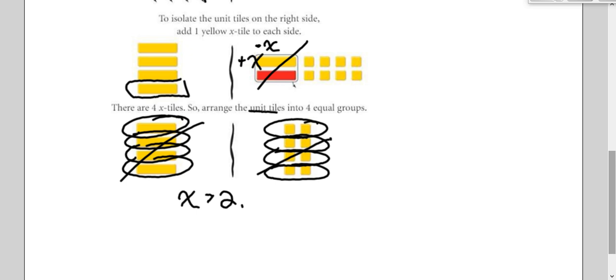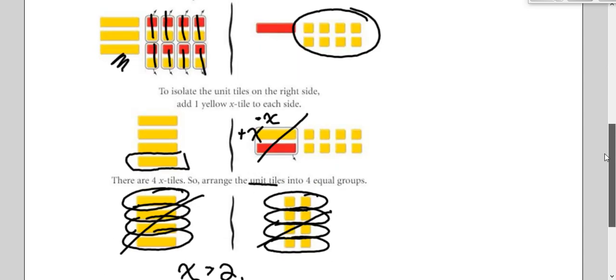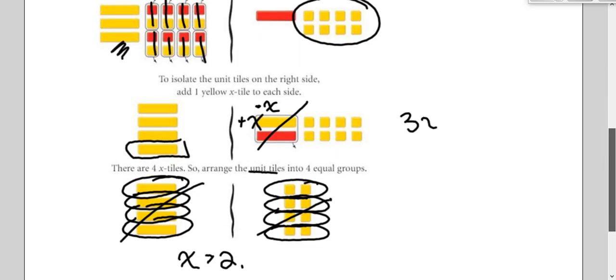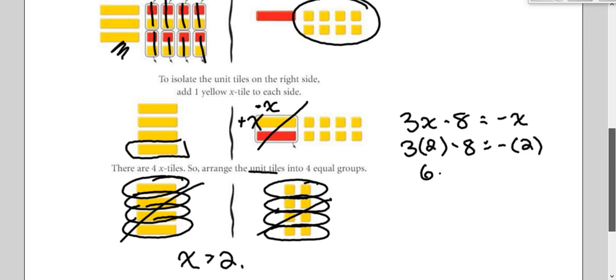And I can even check that. Our original equation was 3x minus 8 is equal to, sorry, not -2, is equal to -x, right? So then 3(2) minus 8 is equal to negative (2). And then you get 6 minus 8 is equal to -2. So -2 is equal to -2, which means we did it correctly.